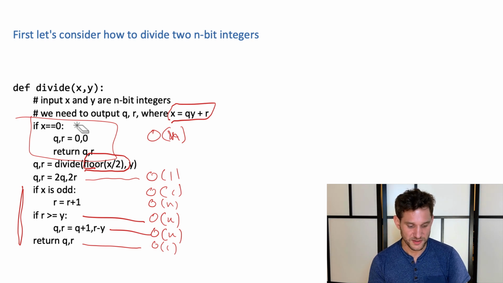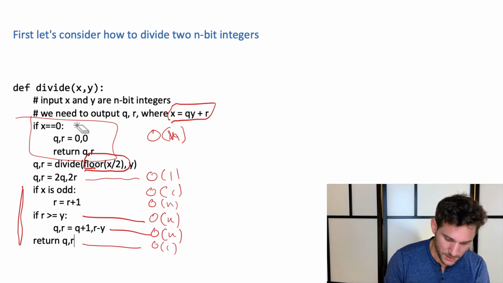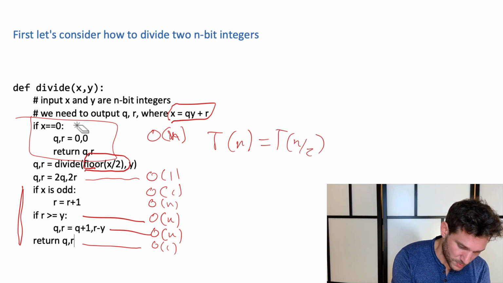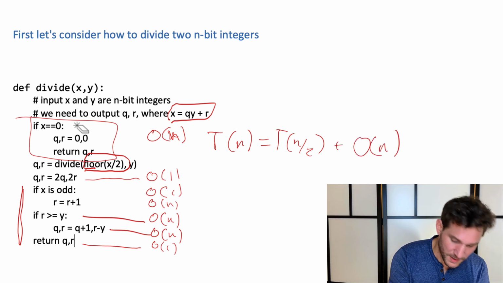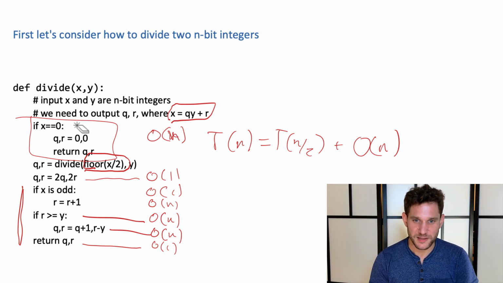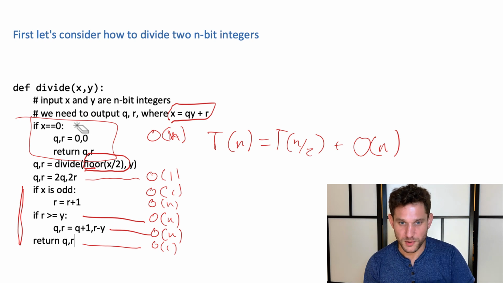The only question is, what is this divide call? It turns out that this divide call, you might want to say that this reduces the size of n to n over 2, right? You might want to say something like T of n equals T of n over 2 plus O of n. And it turns out that's not true. Why isn't that true? Well, it turns out that n is the number of bits. If you divide x by 2, you actually only remove one of the bits.